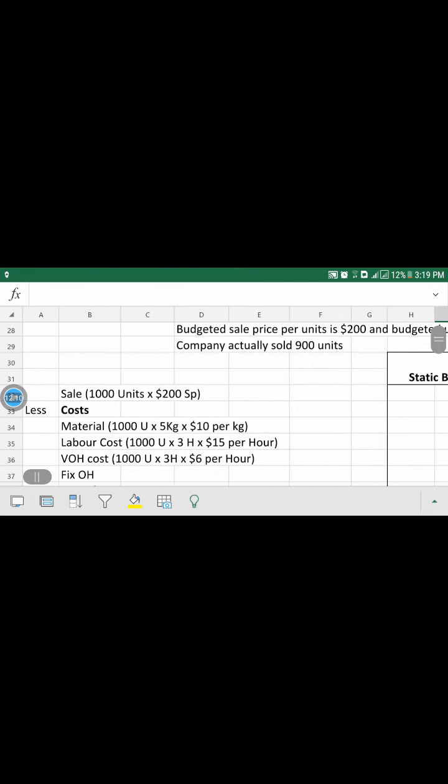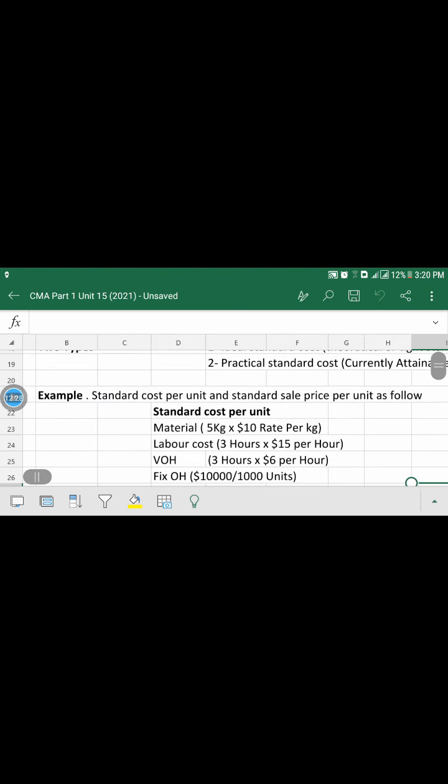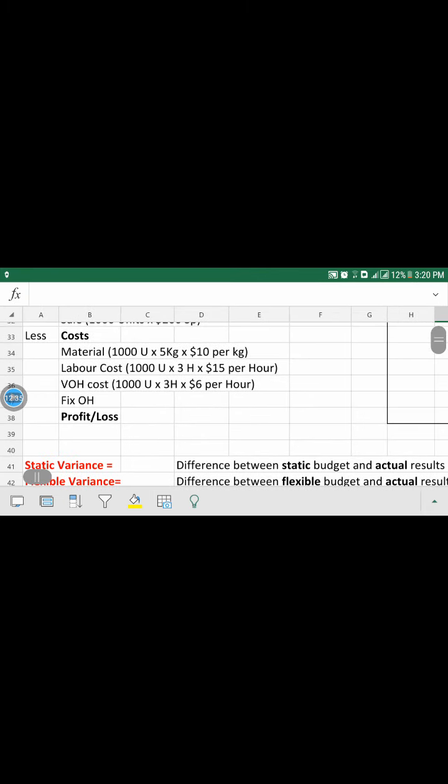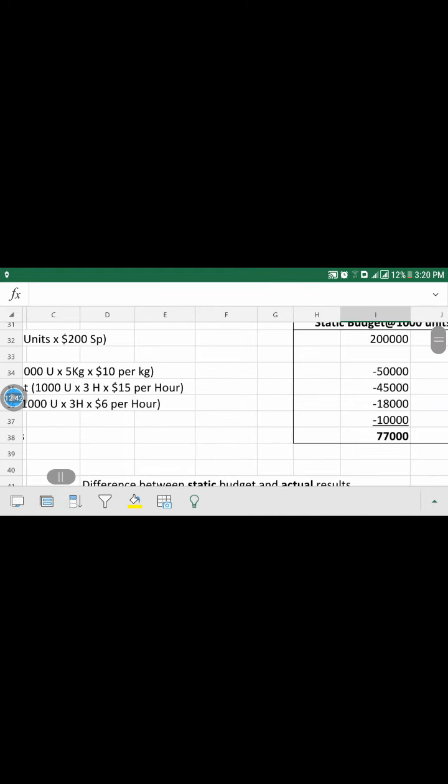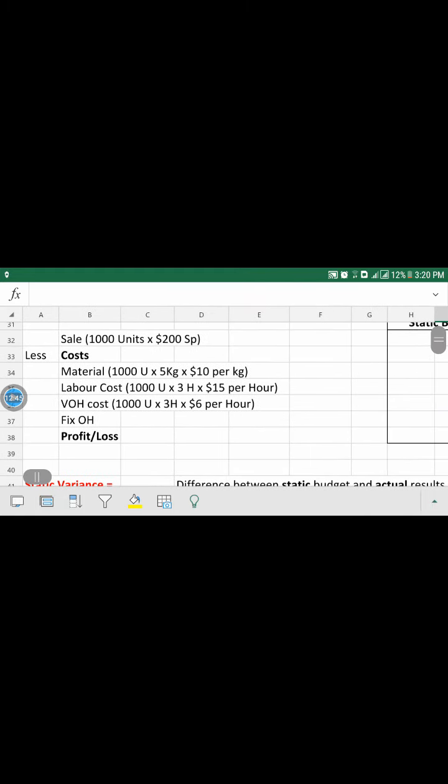Material, how can we calculate the material? You can see here the material is 1,000 units. Okay, you need 1,000 units, but for 1 unit you need 5 kg of materials, and the price is $10 per kg. You can see here 5 kg per unit of materials into a rate of $10 per kg. So if we multiply that 50 into 1,000, we will get 50,000. That would be less, because it is a material, it is a cost. So 50,000 is here.